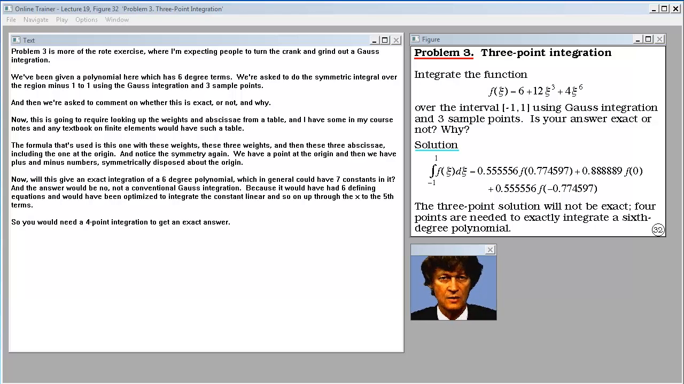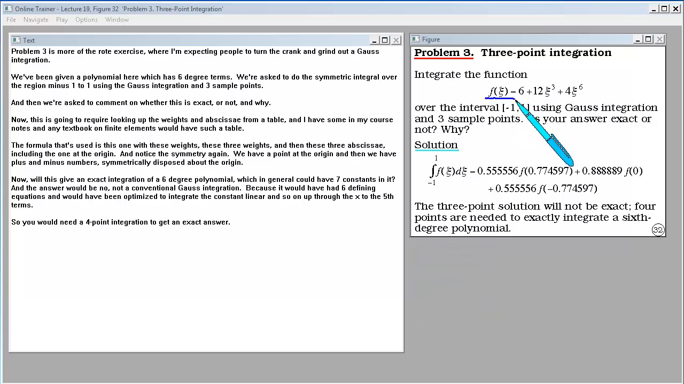Problem 3 is more of a rote exercise where I'm expecting people to turn the crank and grind out a Gauss integration. We've been given a polynomial here which has 6th degree terms. We're asked to do the symmetric integral over the region -1 to 1 using Gauss integration and 3 sample points. And then we're asked to comment on whether this is exact or not and why.